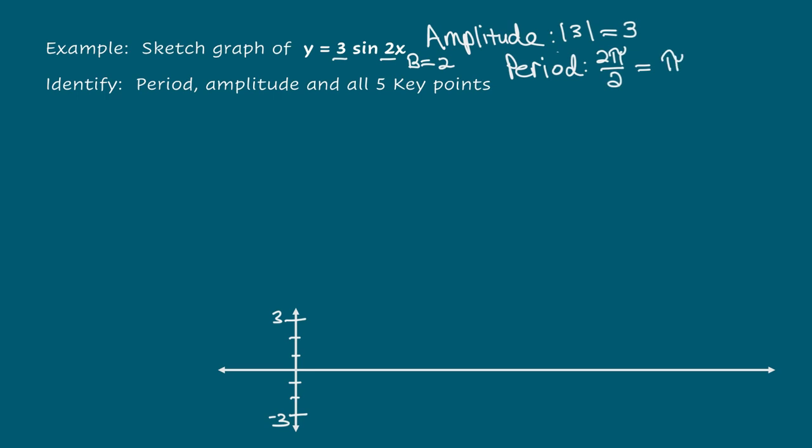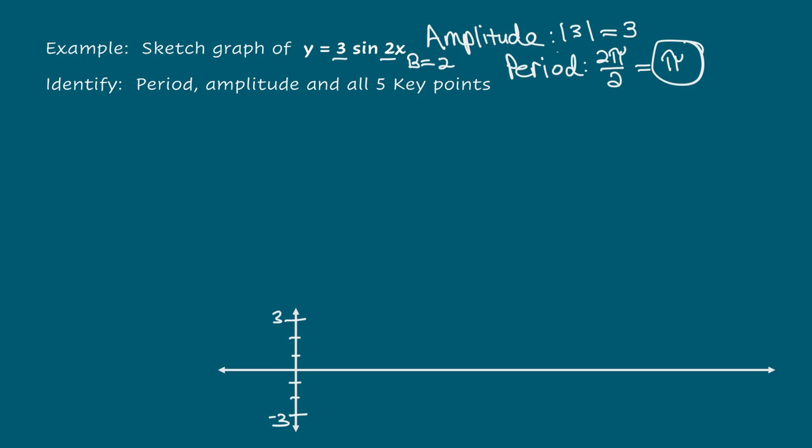So what that tells me is that my graph is going to complete one full cycle between where it starts and pi. So it's going to complete a cycle of start, up, back down through, all the way down to a minimum, and then back up at pi. So I am going to go all the way through a cycle between 0 and pi. And I know it's going to start at 0 because I'm not shifting anywhere. We haven't learned about shifts yet, so we're not going to think about shifts yet. We know we're going to start at 0.